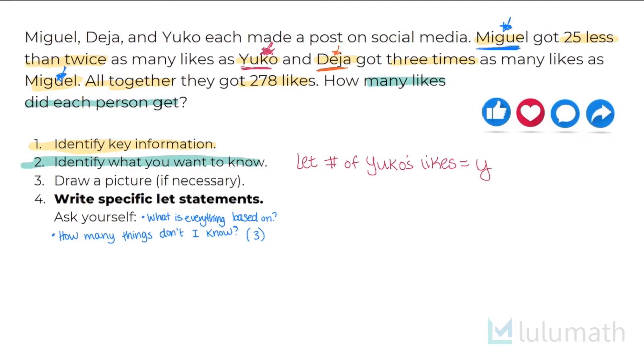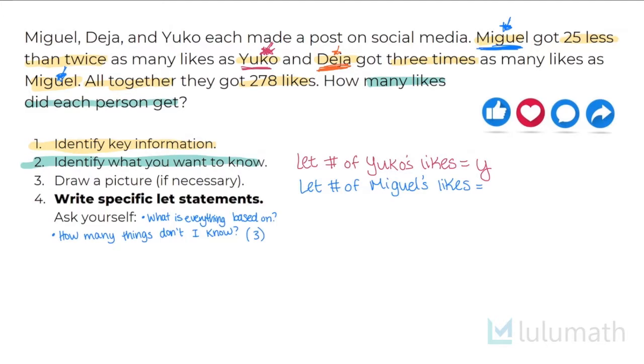All right, now we're left with Miguel and we are left with Deja. But since Deja is based on Miguel, I need to write a let statement for Miguel first. So we're going to say let the number of Miguel's likes equal. Now, since we don't know how to solve equations with multiple variables in them, we know how to isolate variables, but we don't know how to solve an equation with multiple variables in it yet at this point in time. So we can't use a different variable.